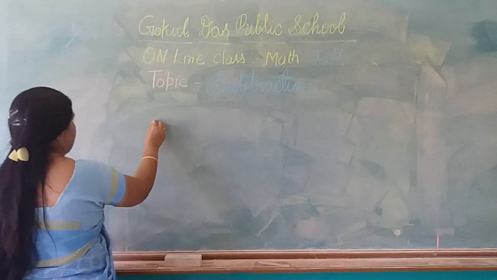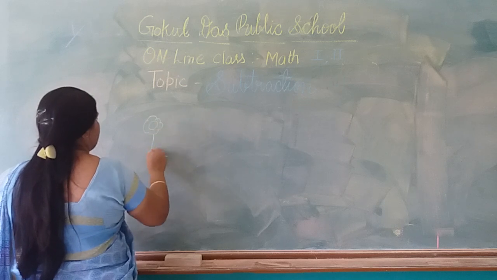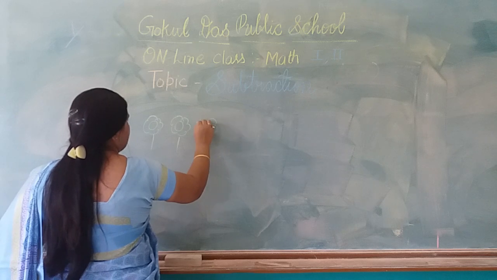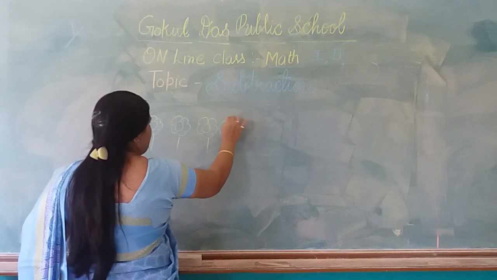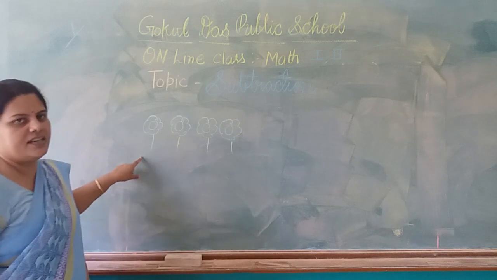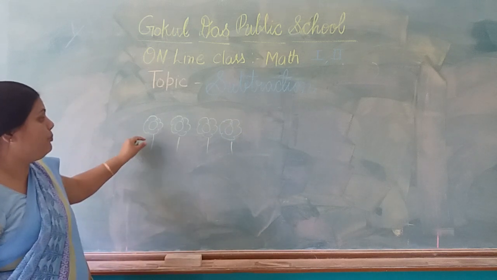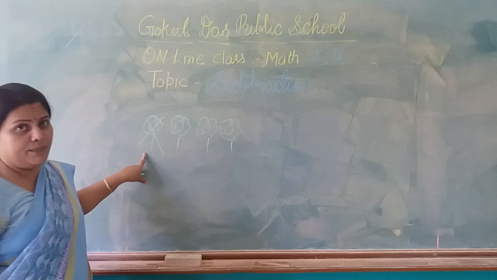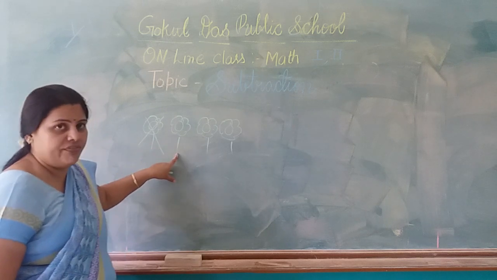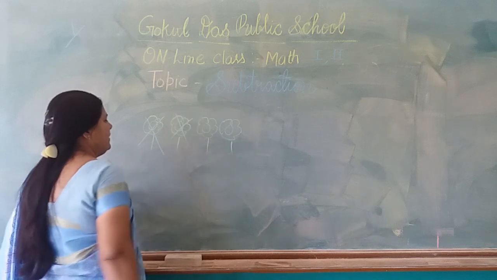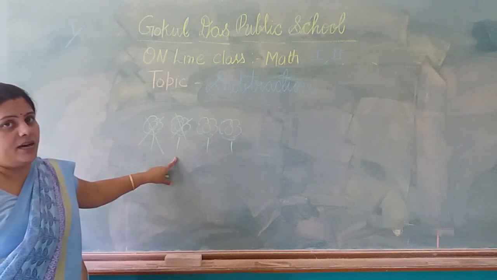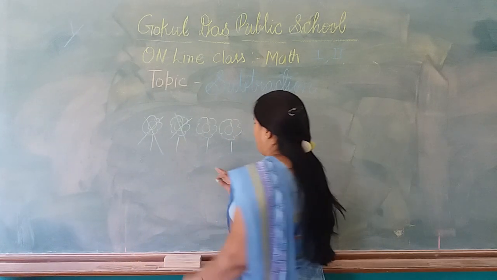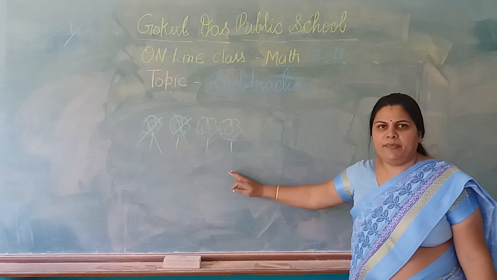See, there are some flowers in one garden. Suppose there are 4 flowers in a garden. So you pluck one flower and you give this flower to your mama, and you pluck one more flower and you give this flower to your papa. This flower is for mama, this flower is for papa. Then how many flowers remain? 1, 2. Here only 2 flowers remain.